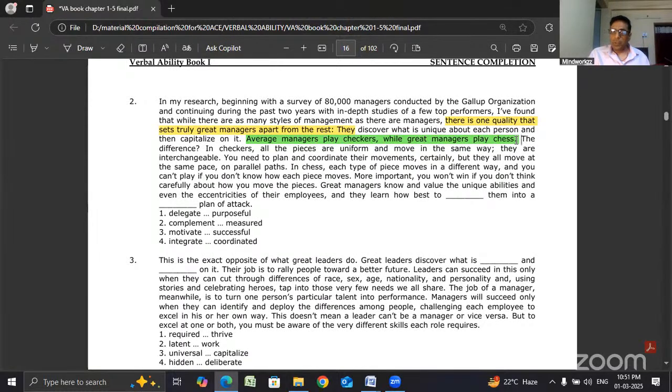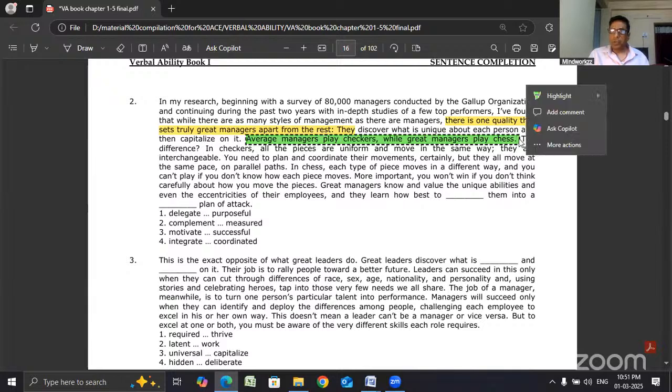Okay. So till this point, average managers play checkers while great managers play chess. Now, if a CAT question setter asks you, what does the author mean by saying that average managers play checkers while great managers play chess? You cannot answer this. Can you answer this, till this point of time?